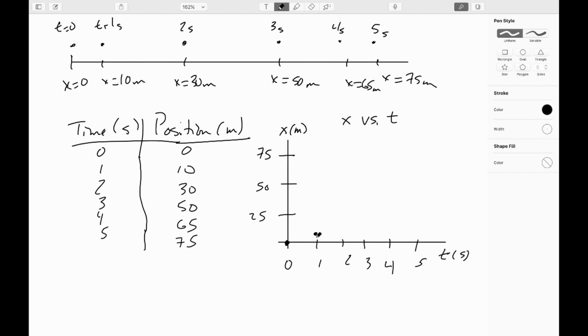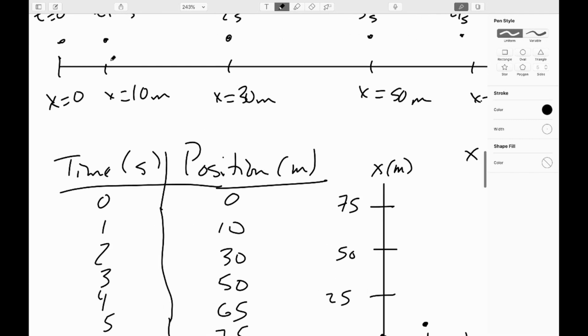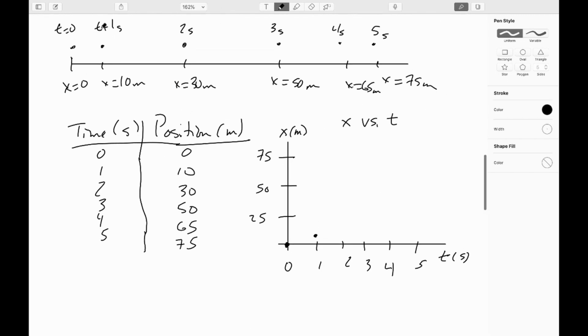So now this dot here, when you read this, what you have to do is look down and see, okay, I hit 1 second. Across would be about 10 meters. So this is telling me at t equals 1 second, the object was located at x equals 10 meters. So in our motion diagram, it would be over here.